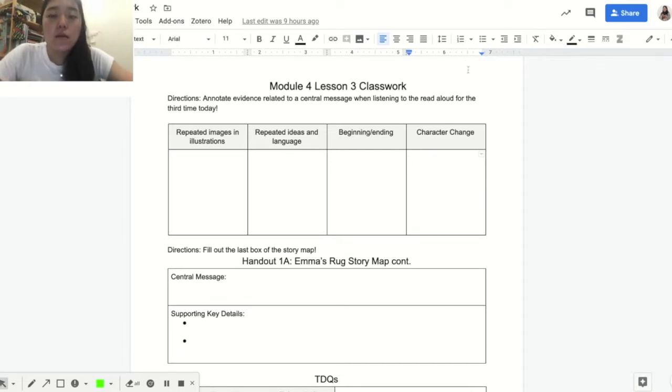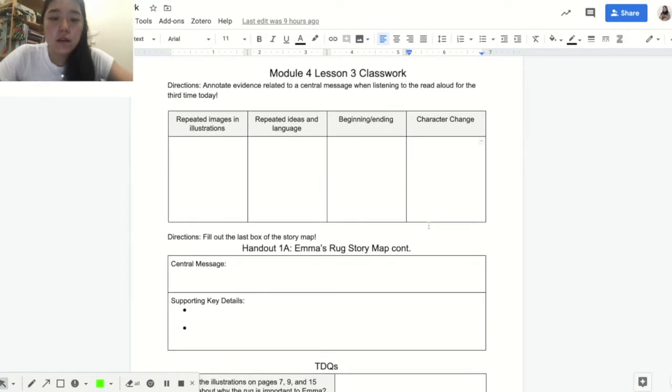Again, I want you to find evidence, so that means that you can write directly from the text exactly what Allen Say wrote. You can write that down here and that'll be okay. If you want to paraphrase and kind of summarize what he said on that page, you can also do that, but you can also just directly copy from the book if you want.